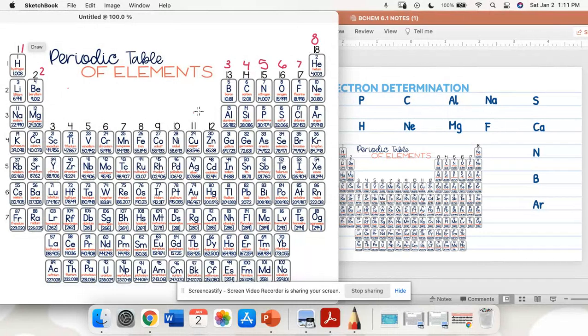We skip groups 3 through 12 because they have what's called a d orbital, and the valence electrons vary. So we're going to skip groups 3 through 12 for now, and we'll come back to them later when we start naming compounds. So then group 13, this whole column has 3 valence electrons. This whole column has 4. This whole column has 5. This whole column has 6. This whole column has 7. And then this whole column has 8 valence electrons.